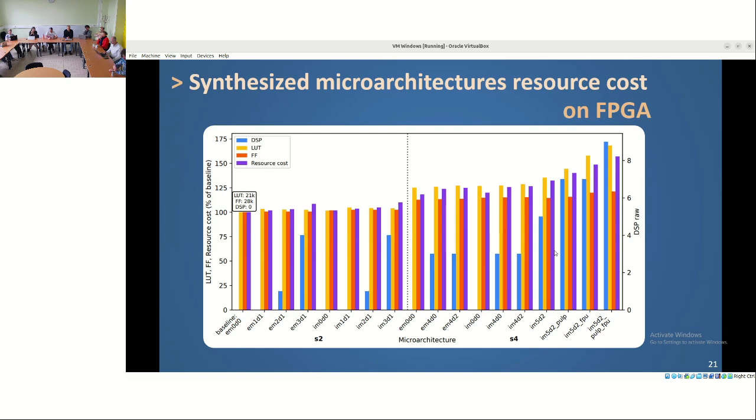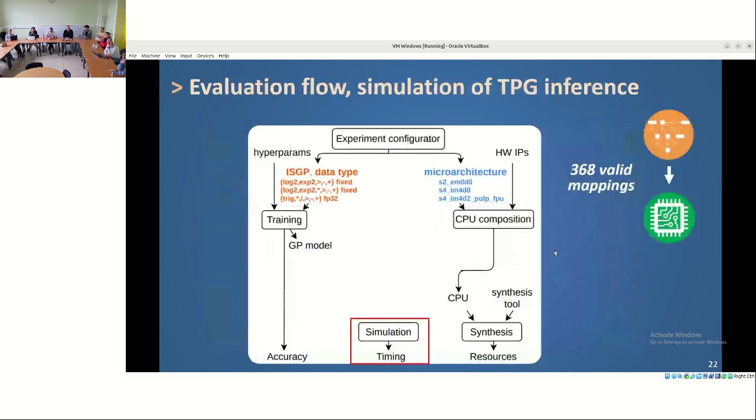microarchitecture without multiplier. I forgot to mention that this is the 4-stage part, and this is the 2-stage part. I redirect you to the paper to see in more detail what this means.